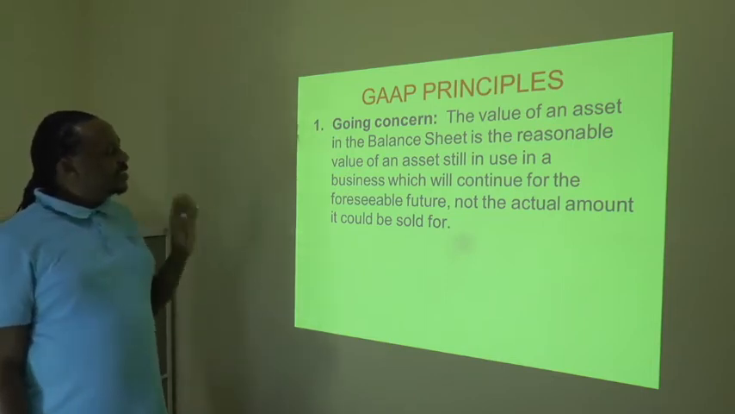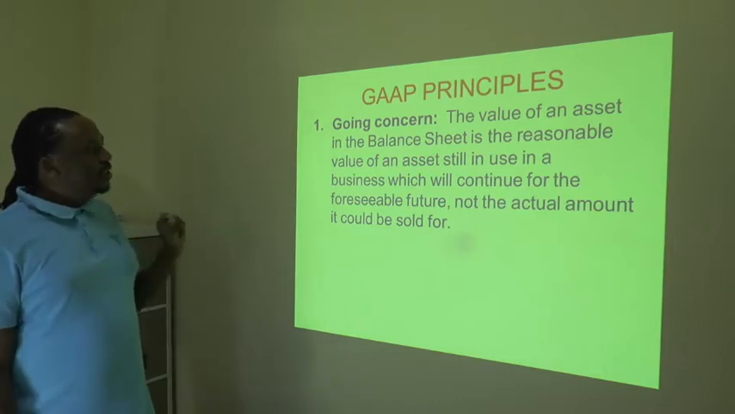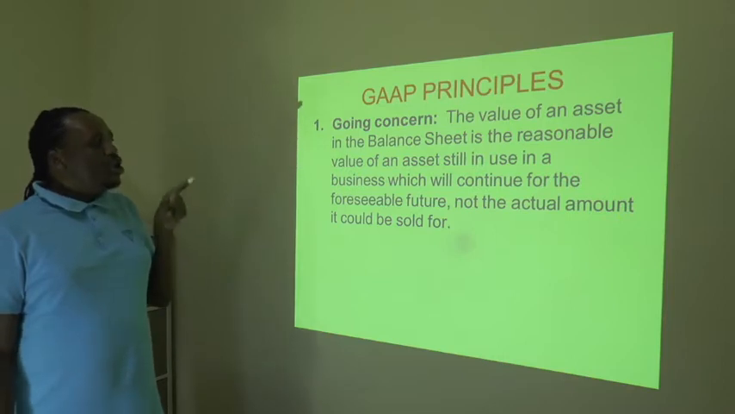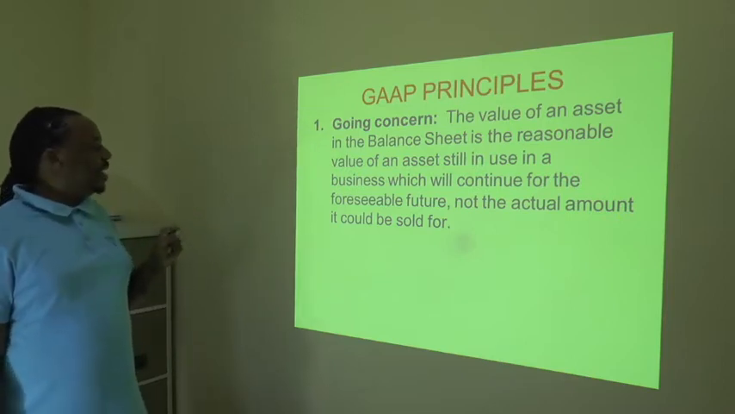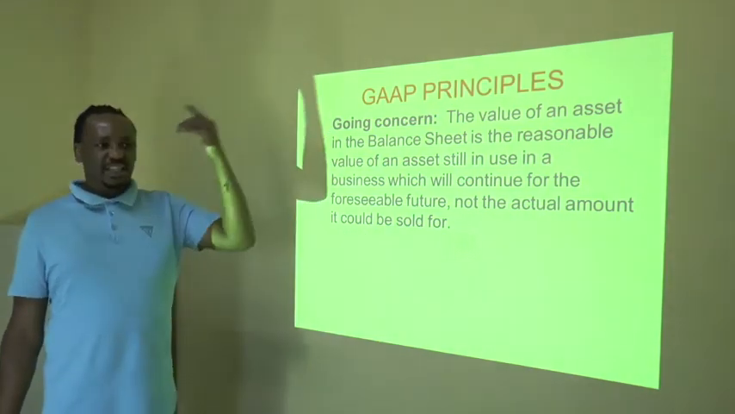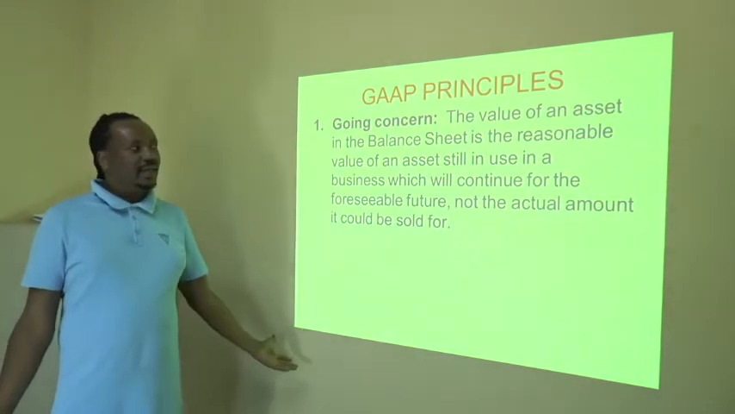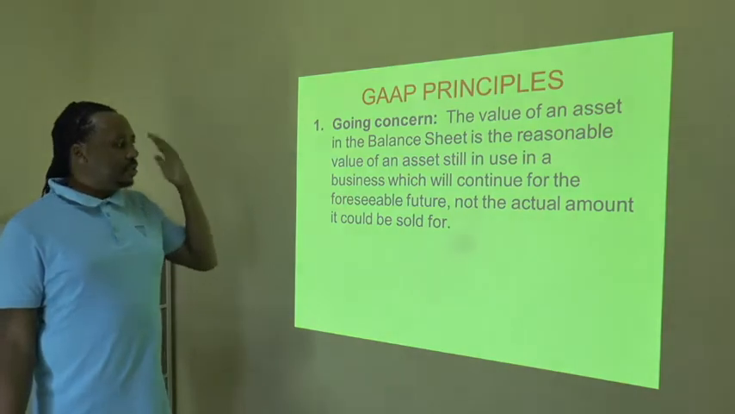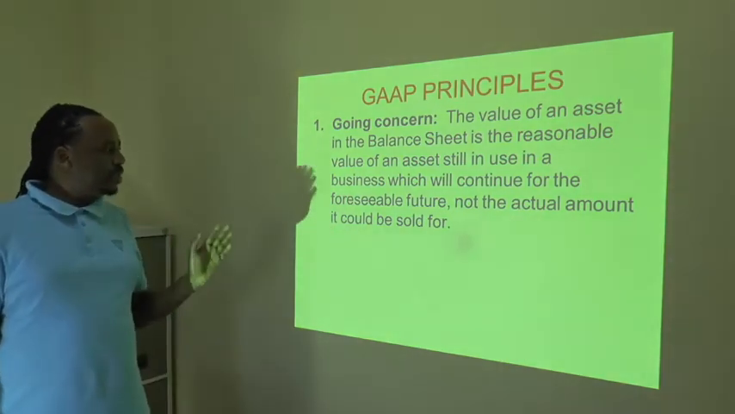And then this asset is still used in a business, which will continue for the foreseeable future, not the actual amount it could be sold for. So that is going concern. The asset was purchased for 50,000, for example. It will always be valued at 50,000 until it's been sold, because it keeps on depreciating.